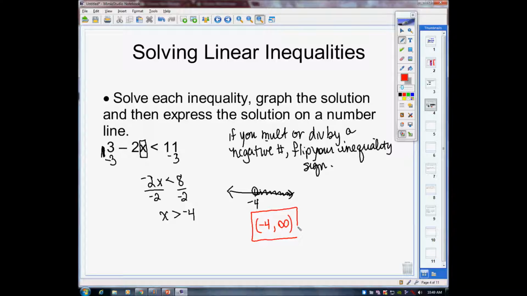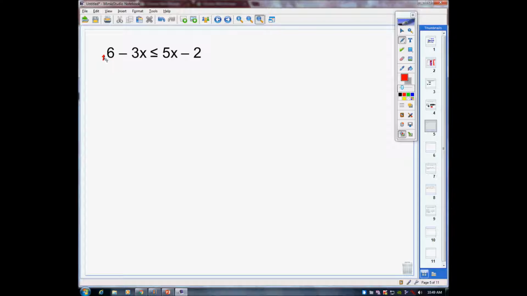Okay. Next one. Ooh, there's that amazing magical decimal point that doesn't actually exist. Ignore it. Okay, so here I'm also going to get x by itself. So I'm going to subtract 5x. I'm going to add, nope, I lied. I'm going to subtract 6. Negative 8x is less than or equal to negative 8. If you divide by negative 8, you get x is greater than or equal to 1. Okay, put that on a number line. 1 greater than or equal to means you're shaded to the right. Interval notation is bracket 1 to infinity.